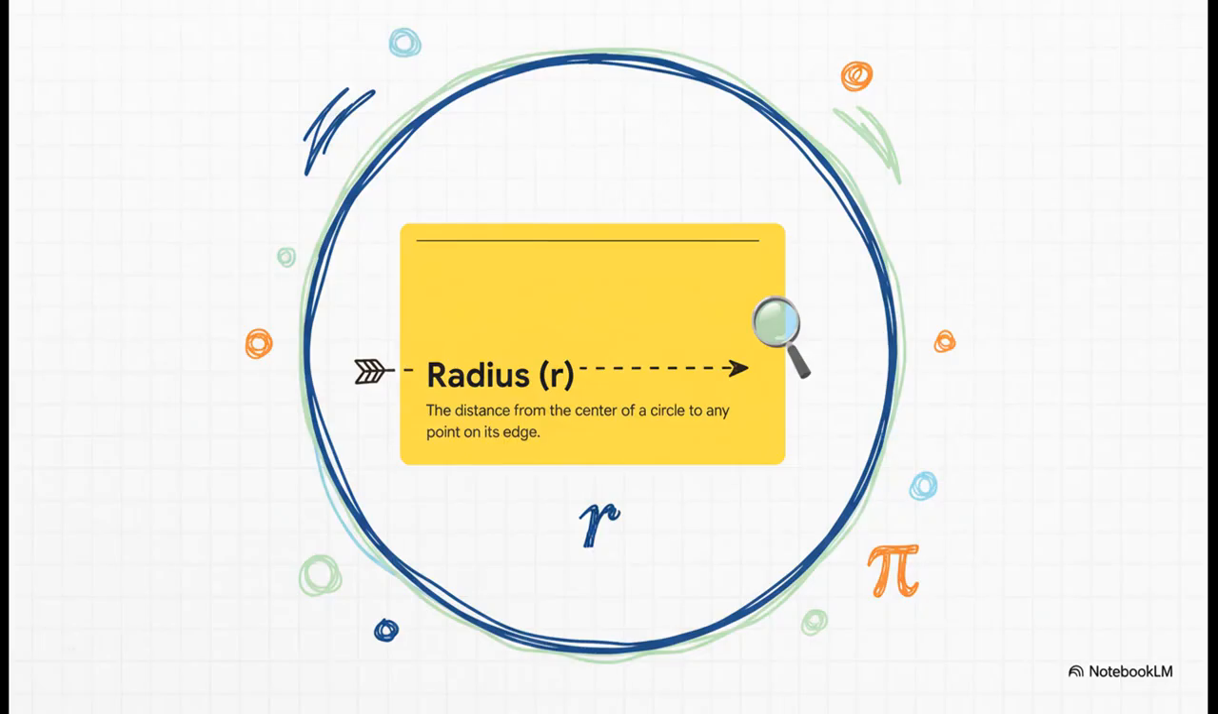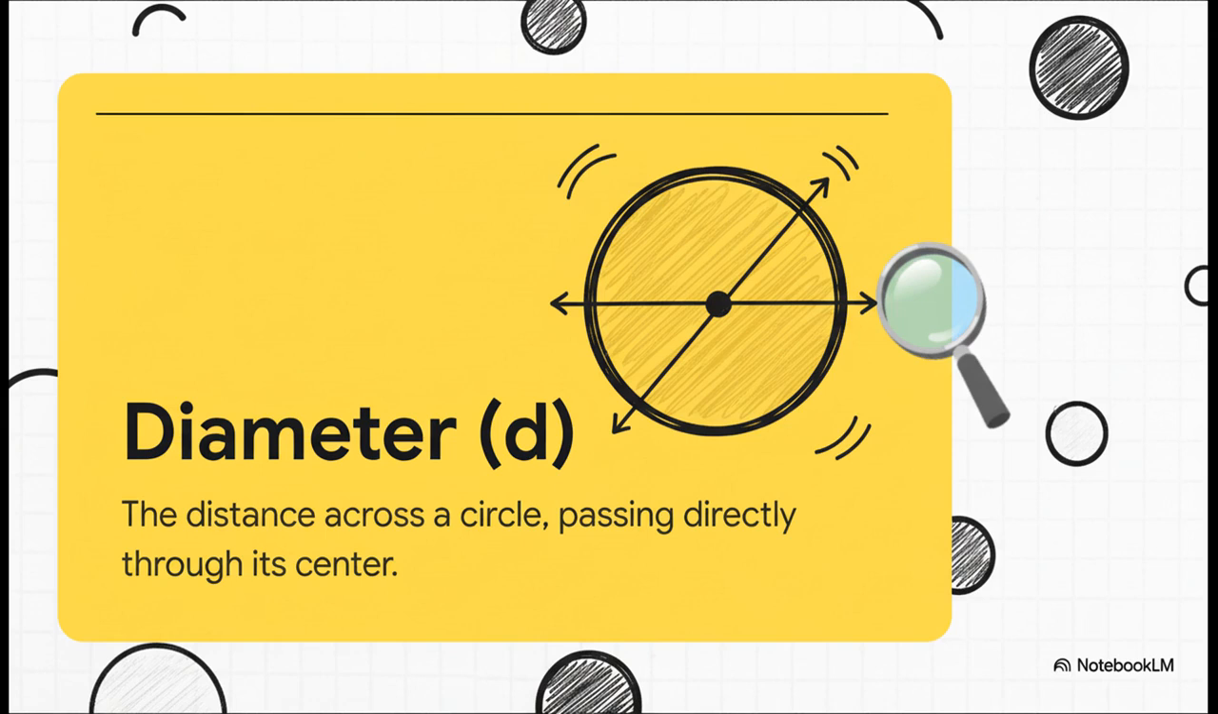Okay, our first clue is something called the radius. This is just the distance from the very center of the circle straight out to any point on its edge. We usually just call it r, and it's a super important piece of our puzzle. And for our second clue, we have the diameter. This is the full distance straight across the circle. But here's the key. It has to pass directly through that center point we just talked about. We call this one d.